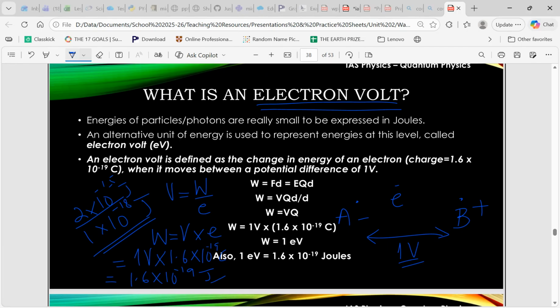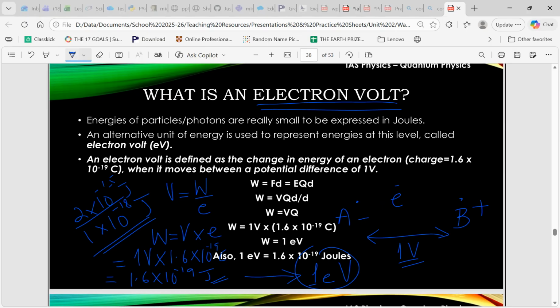Now, why did I get work done in joules? Because I used the standard units for PD, voltage, and for the charge of an electron, which is coulombs. So volts into coulombs gives us joules, just like joules per coulomb gives us volts. So volt is nothing but joules per coulomb multiplied by coulombs gives us joules. So this is the work done in moving an electron between 2 points which have a potential difference of 1 volt between them. Now, this amount of energy is basically defined as 1 electron volt. So 1 electron being moved between a potential difference of 1 volt. This is what we call 1 electron volt.